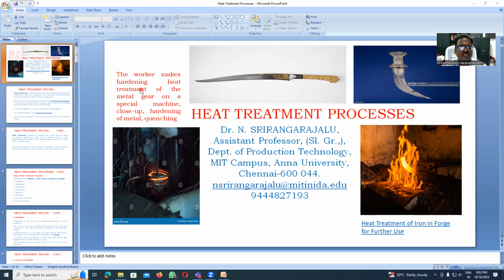So this is a worker doing a hardening heat treatment of a metal gear on a special machine, a close-up of hardening of metal and quenching. Another one is a heat treatment of iron in a forge for further use. And knives can also be heat treated. These are all the things we will discuss. So first, a brief introduction about these things.